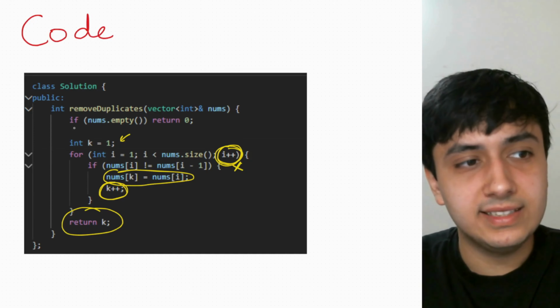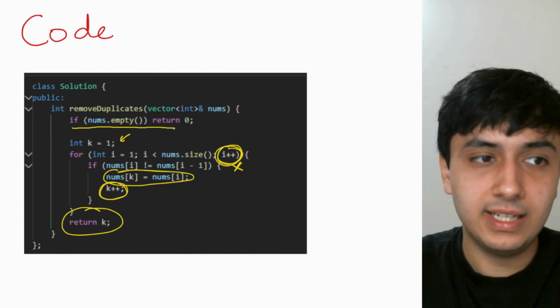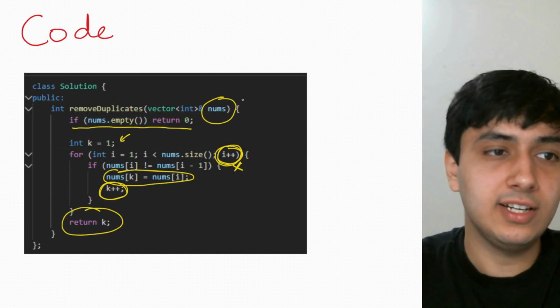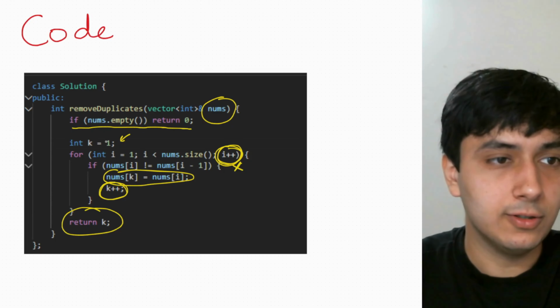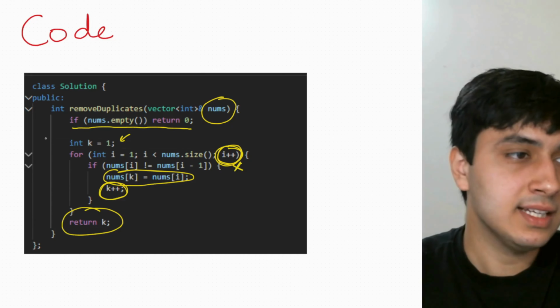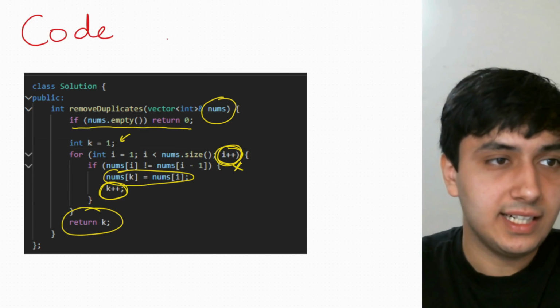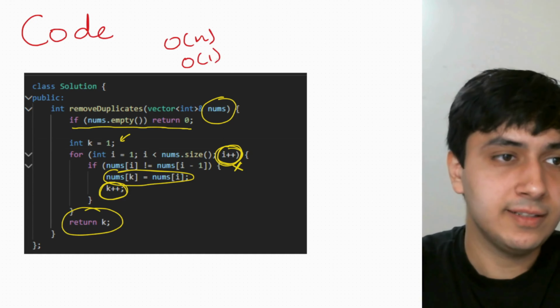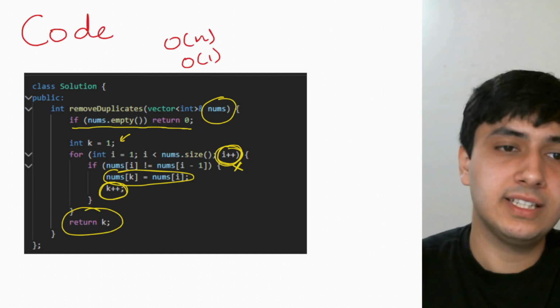Also remember to add this edge case: if nums is empty, then return 0. Because if you're given nums and it's already empty, then this whole code would fail. At the end, this would result in a time complexity of O of n, a space complexity of O of 1, and that would be the end for this video.